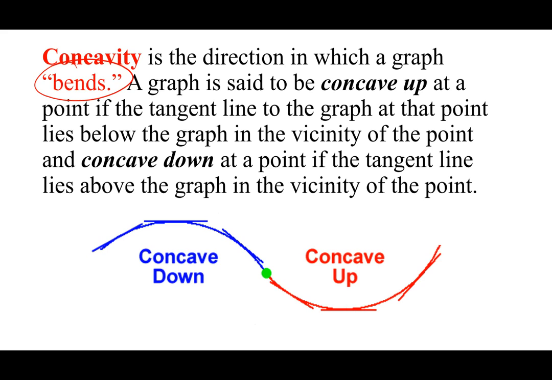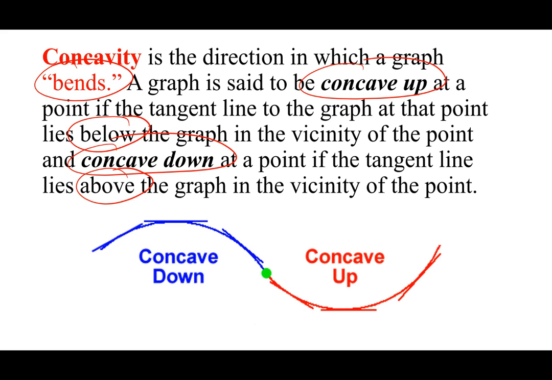A graph is said to be concave up at a certain point if the tangent line to the graph at that point is below the graph. And a graph is said to be concave down if any of the tangent lines are above the graph. So here's an example of a function. First you see the concave down part.